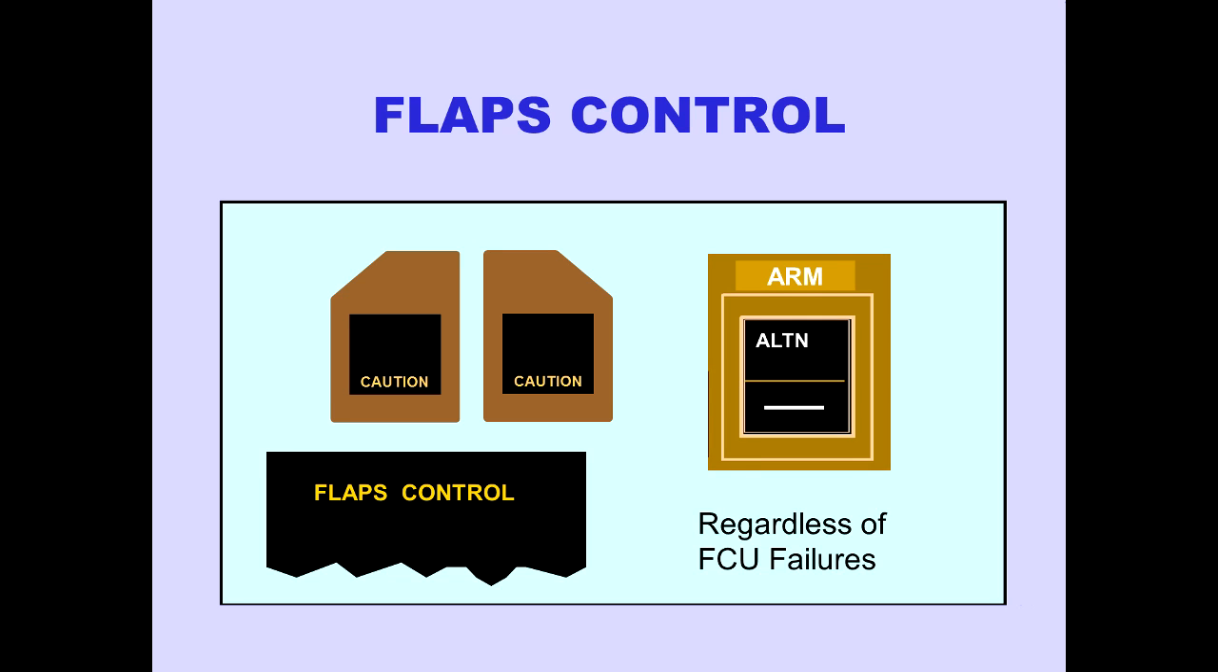The flaps control message is displayed any time the alternate flaps arm switch is in alternate, regardless of whether FCU failures have occurred.